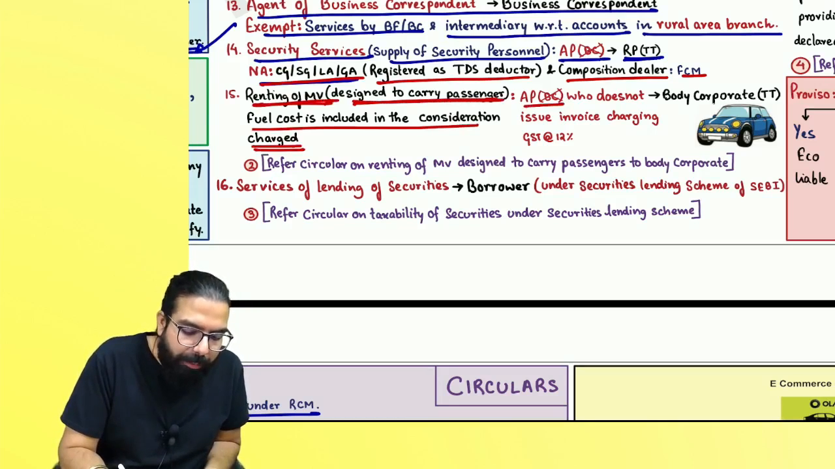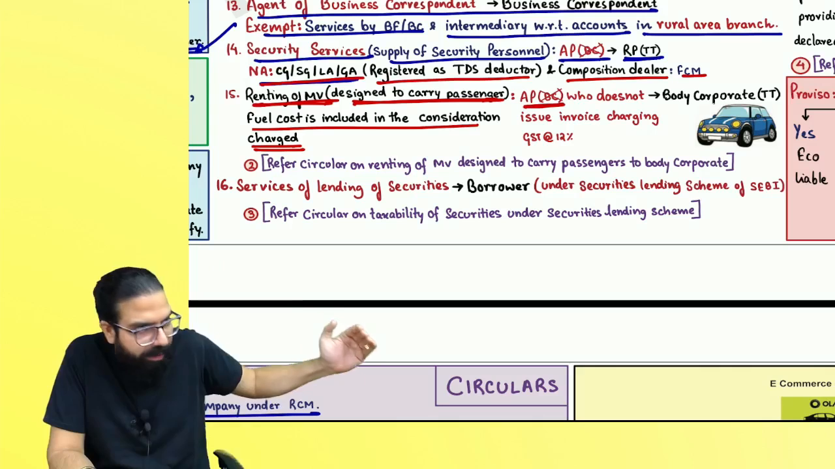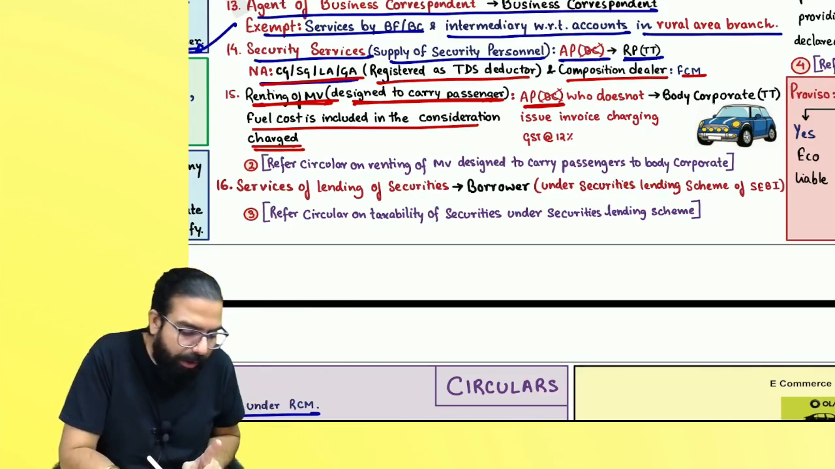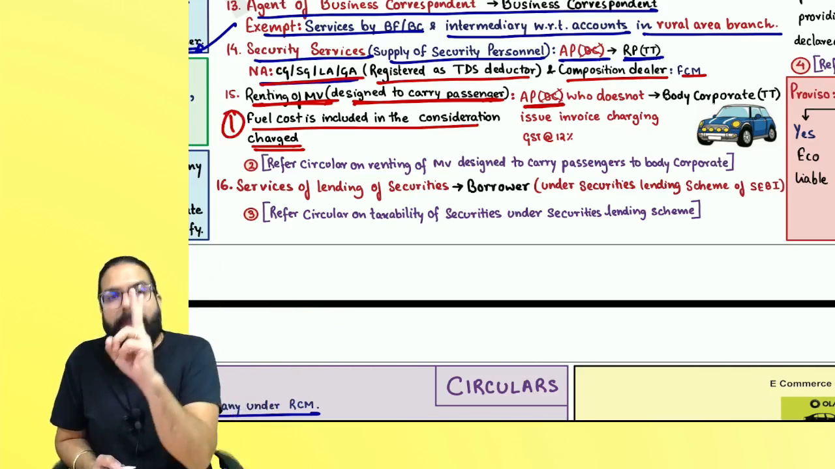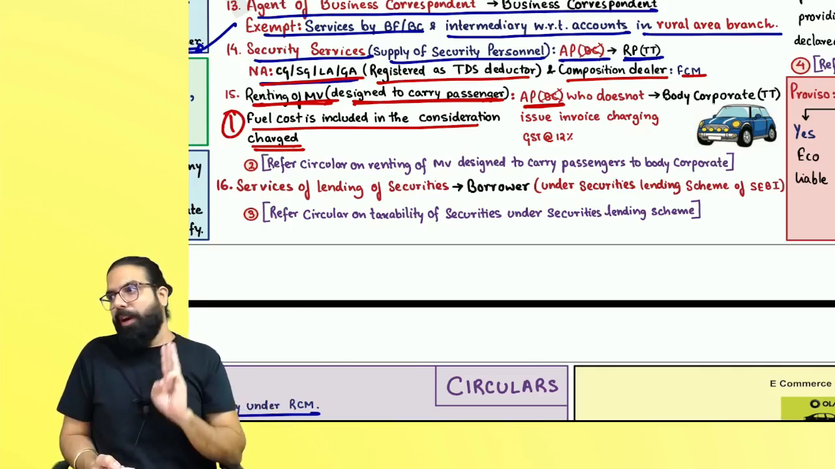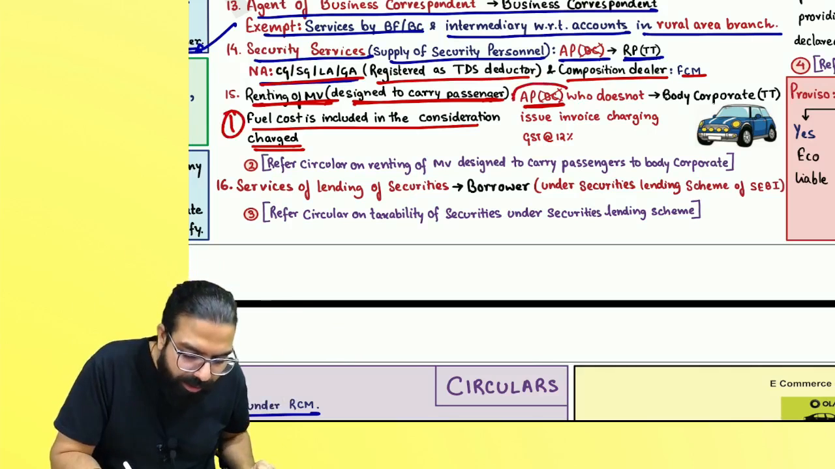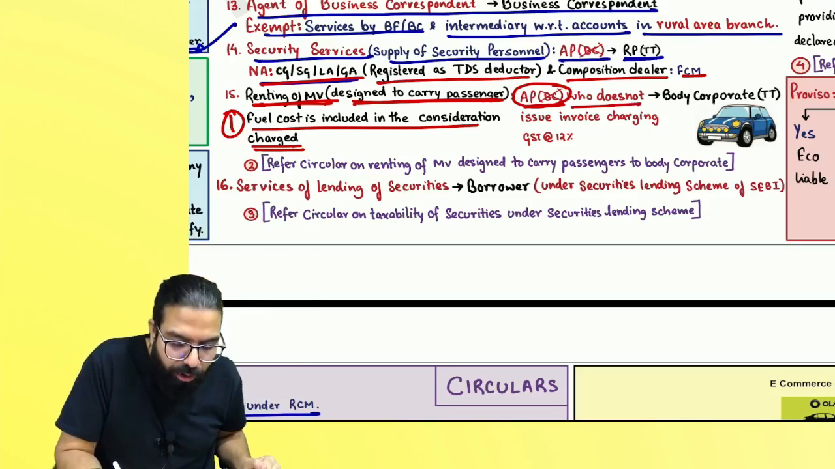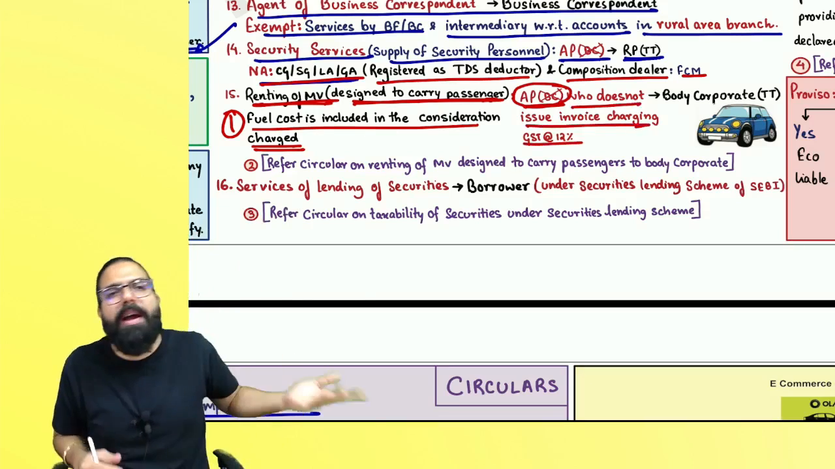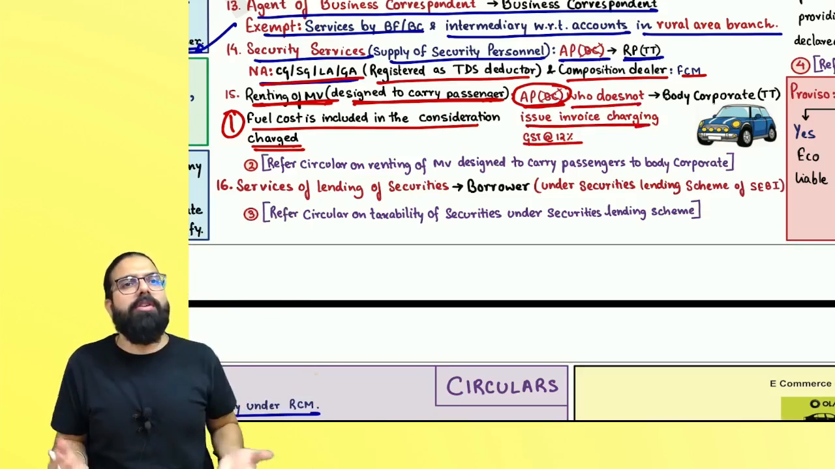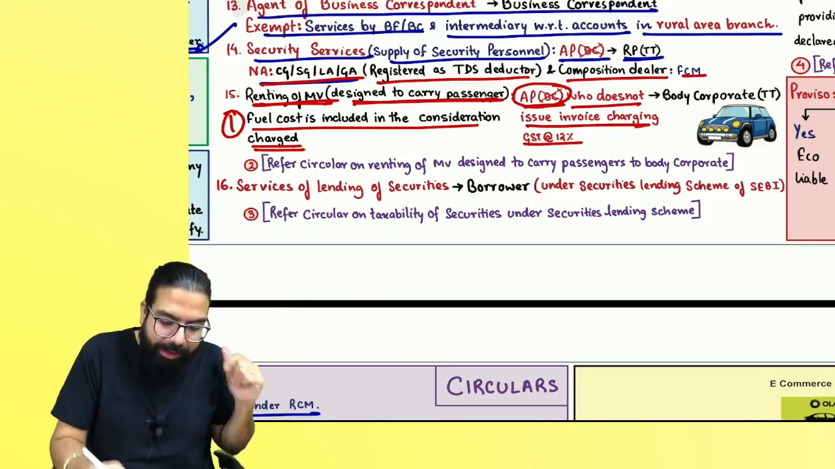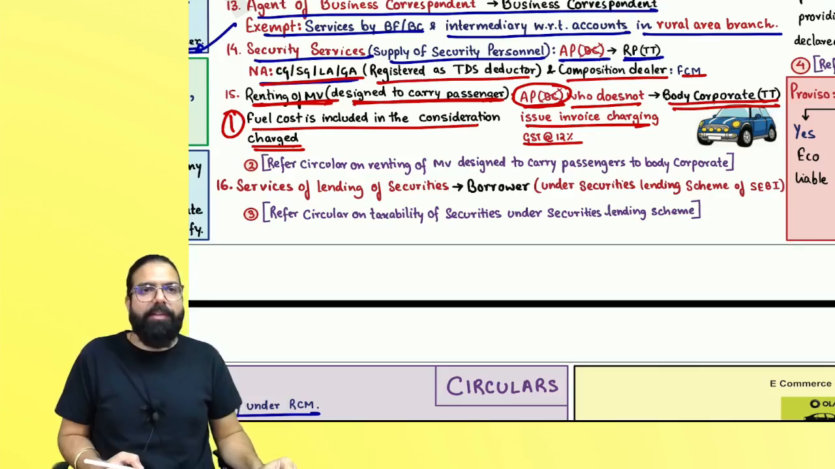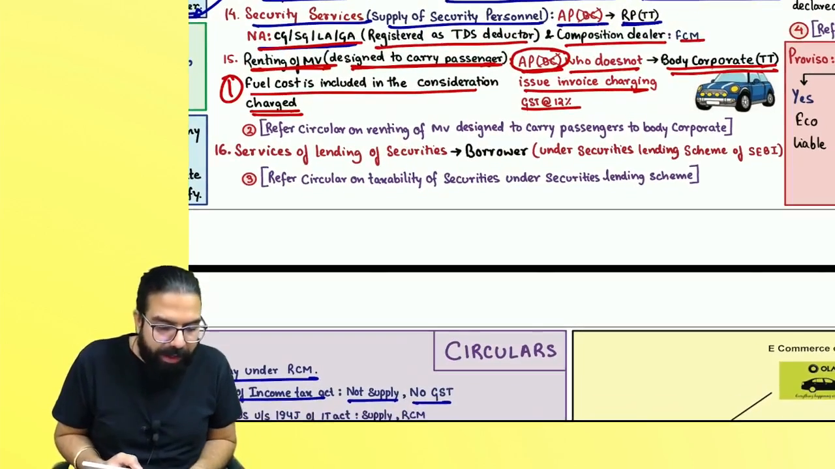Then if any person other than a body corporate is giving the services, number one, you have to remember it should be renting a motor vehicle, passenger vehicle, fuel cost is included. Secondly, sir, who is the service provider? Any person other than a body corporate. Thirdly, he should not be charging 12%, means he should be either charging 5% or might be not registered, he is issuing a bill of supply. In that scenario, the body corporate will always pay the GST under RCM. Can I go ahead, everyone?